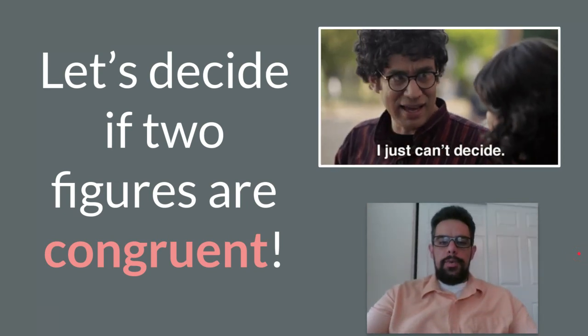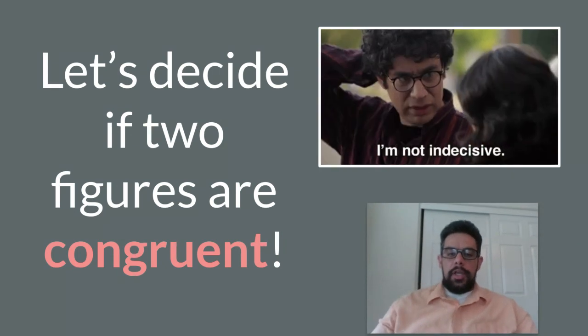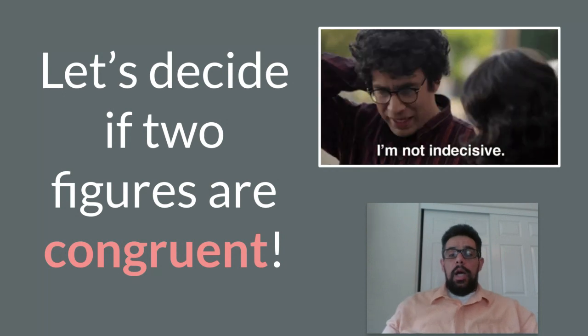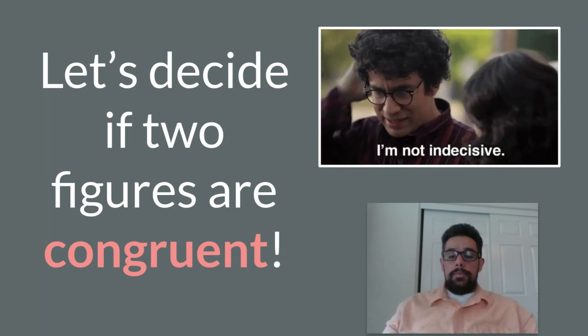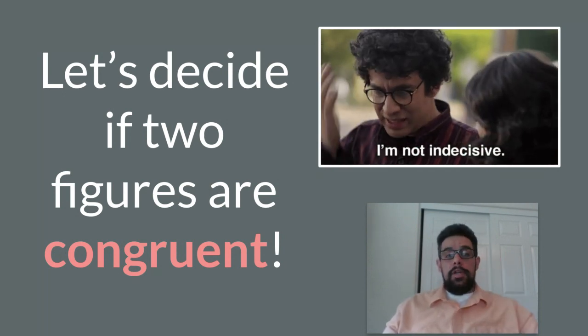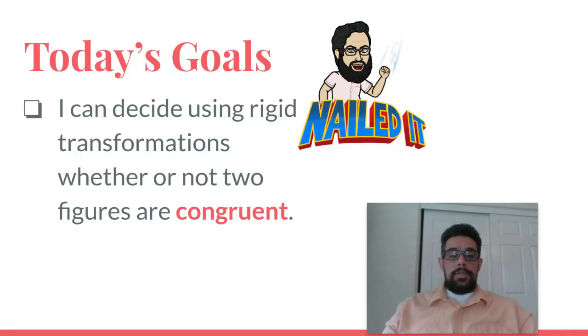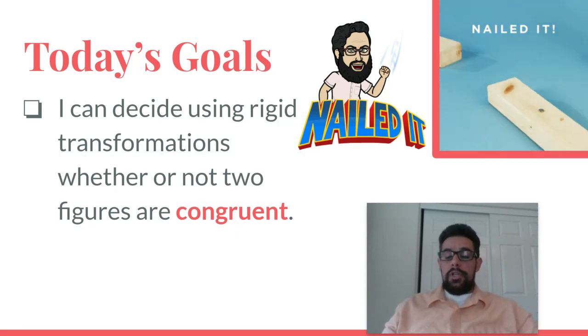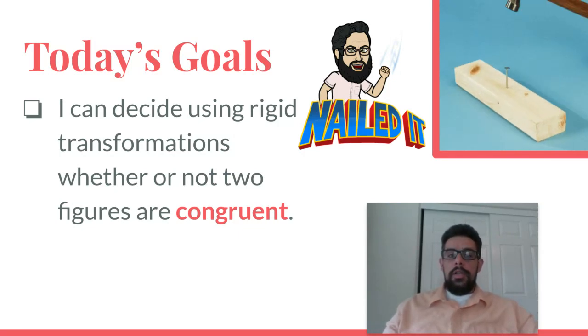In this lesson, we introduced the idea of congruent polygons and being able to tell when polygons are congruent and what we need to look for to see if they are congruent. Today's goal is that we can decide using rigid transformations whether or not two figures are congruent. If two figures are congruent, then there is a rigid transformation that moves one figure to the other one. And we're going to see that right here.